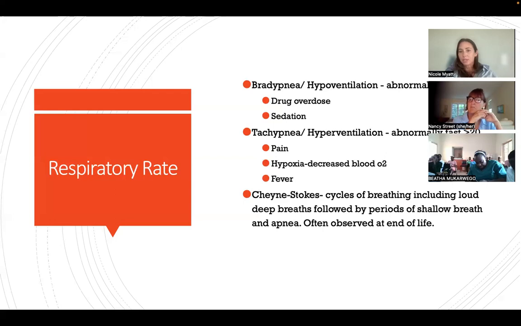Cheyne-Stokes breathing. Has anyone ever heard of Cheyne-Stokes breathing? When somebody is towards the end of their life, oftentimes they have an irregular breathing pattern. And this is one of the ways that we know someone is transitioning into the end of their life, into ceasing respirations. So it's cycles of really loud, deep breaths, followed by periods of shallow breath, and then no breathing at all for a prolonged time. It's almost like you'll think the person has stopped breathing, and then they'll take another really large, deep breath. So this is often observed at the end of life.